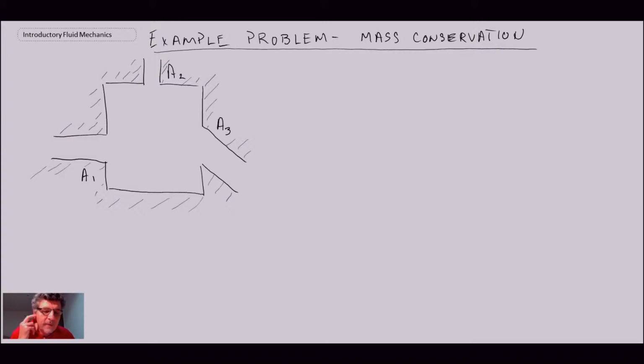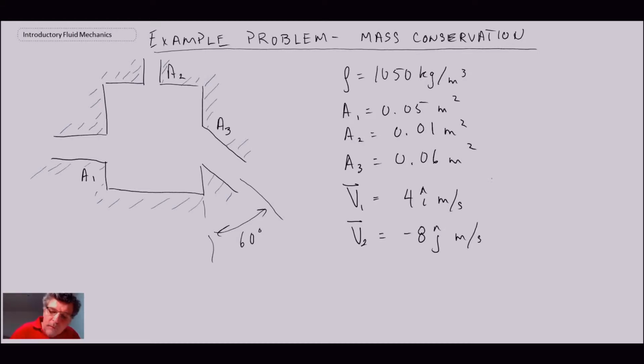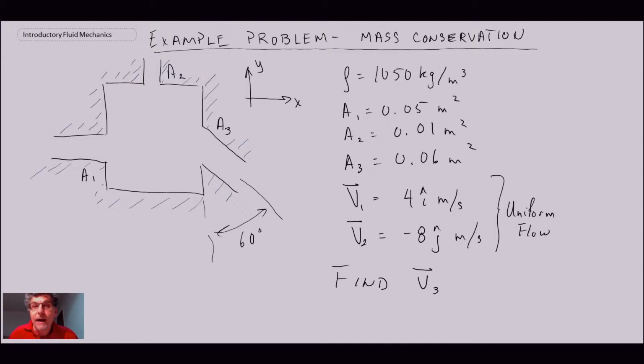So what we have is an object. It's essentially a mixing chamber where we have a number of different streams either coming in or coming out. And we're told that this angle here for this stream is 60 degrees. And we're given the following information. So we're given that information and we are told to find V3, which is the velocity at area 3. So that is the unknown for the problem.